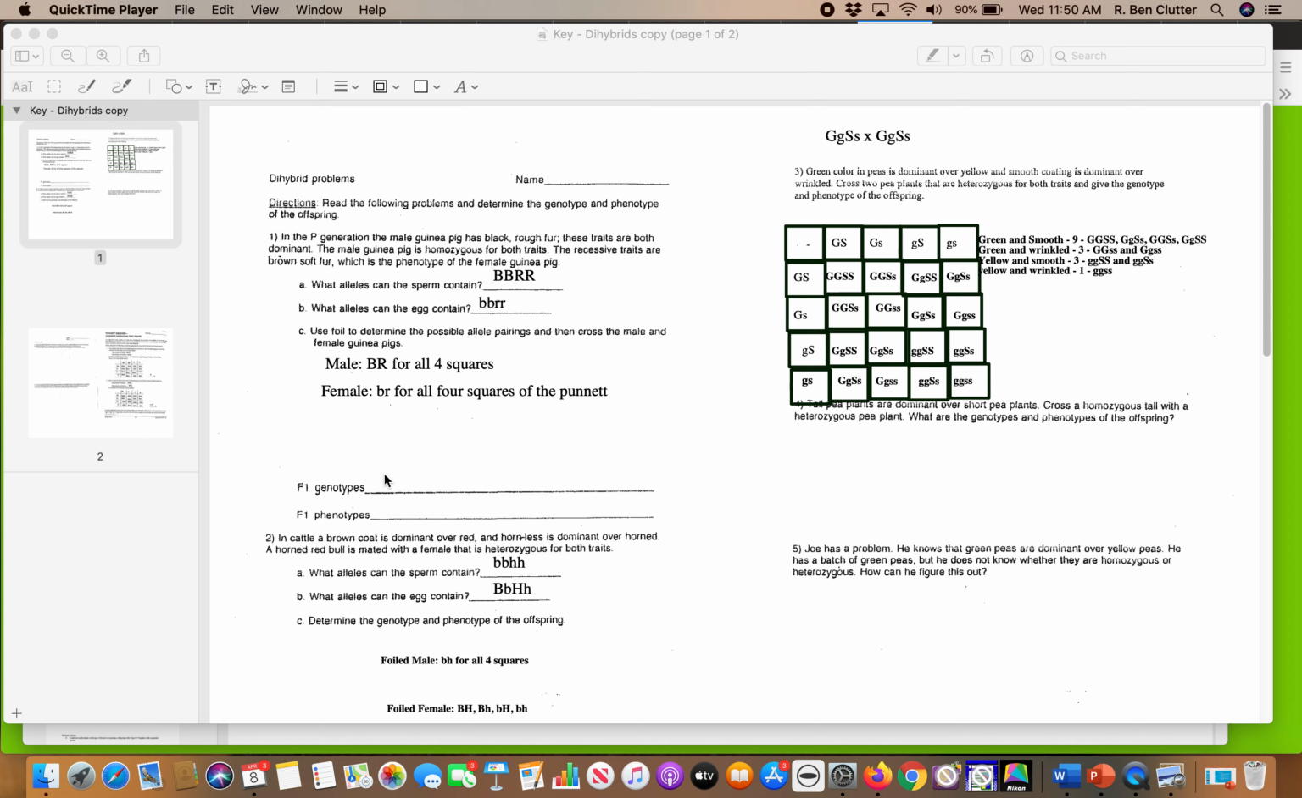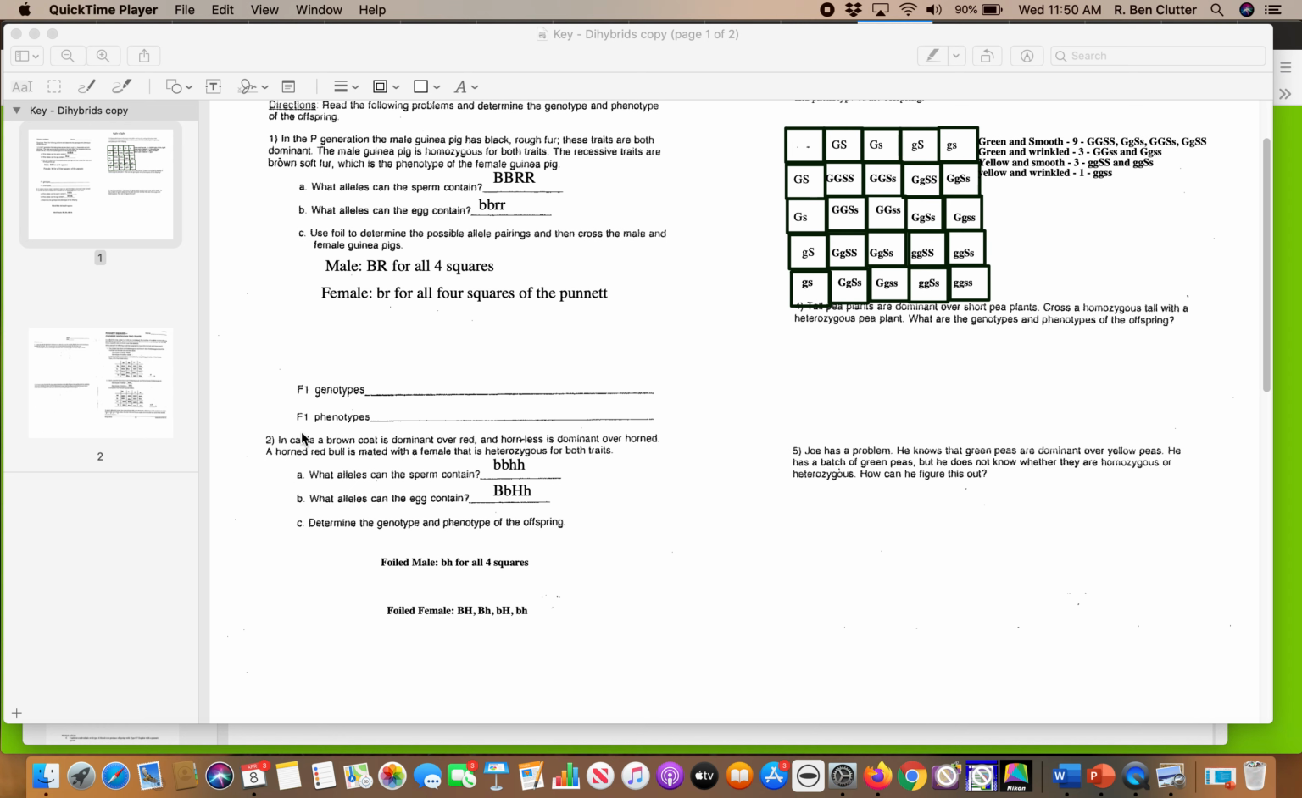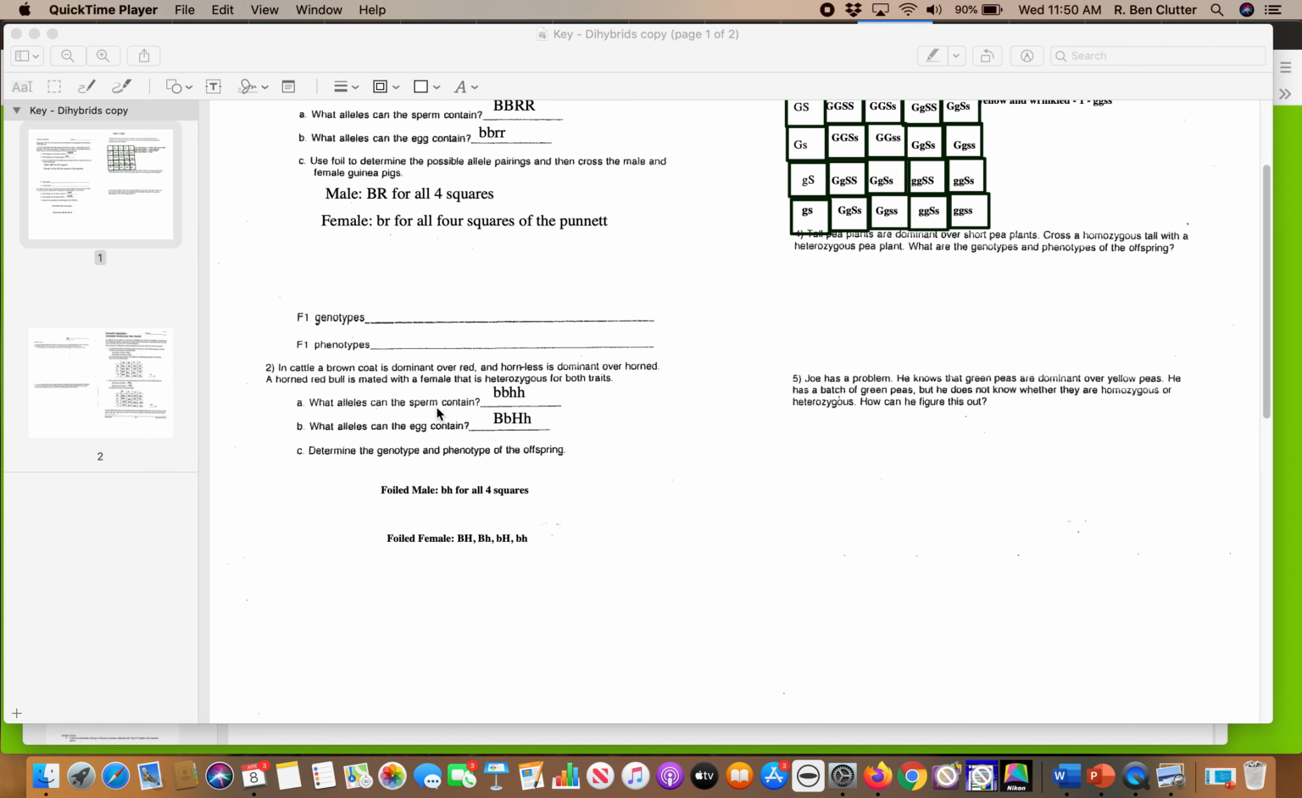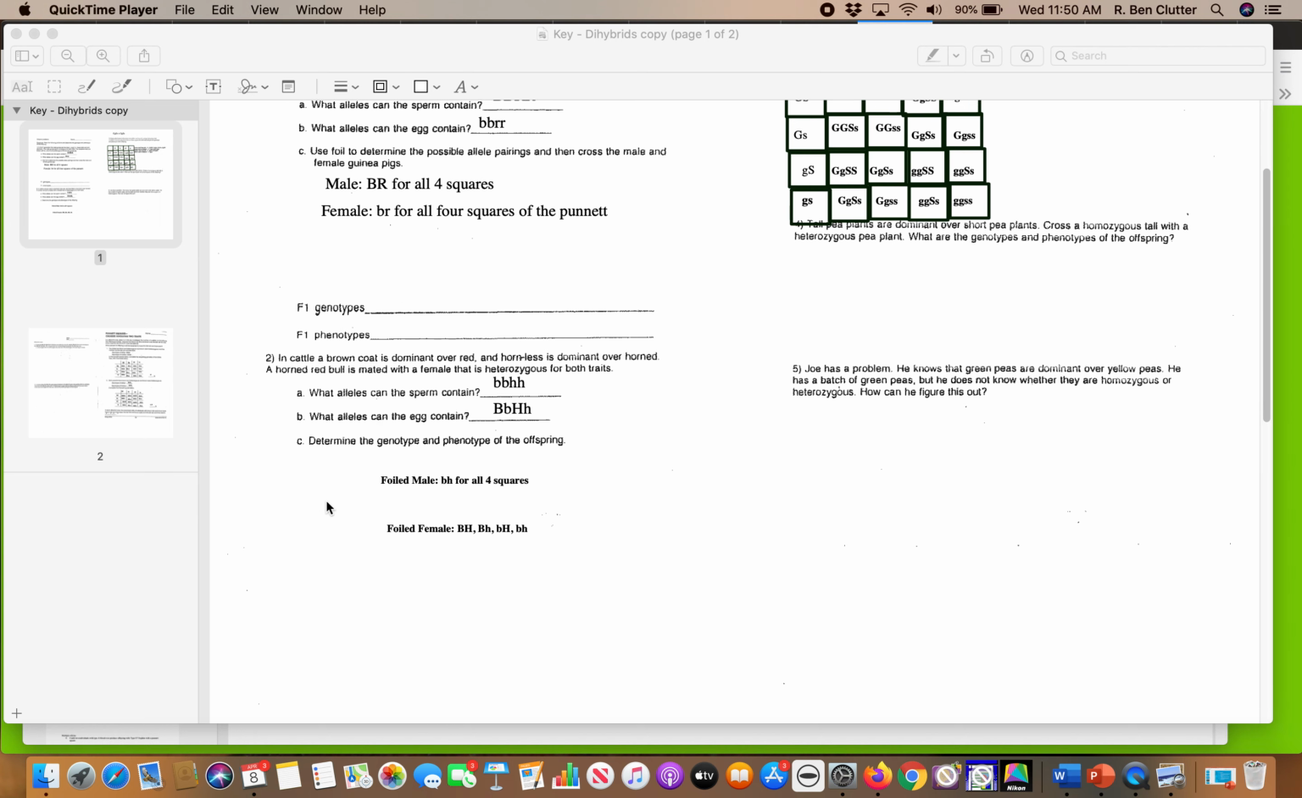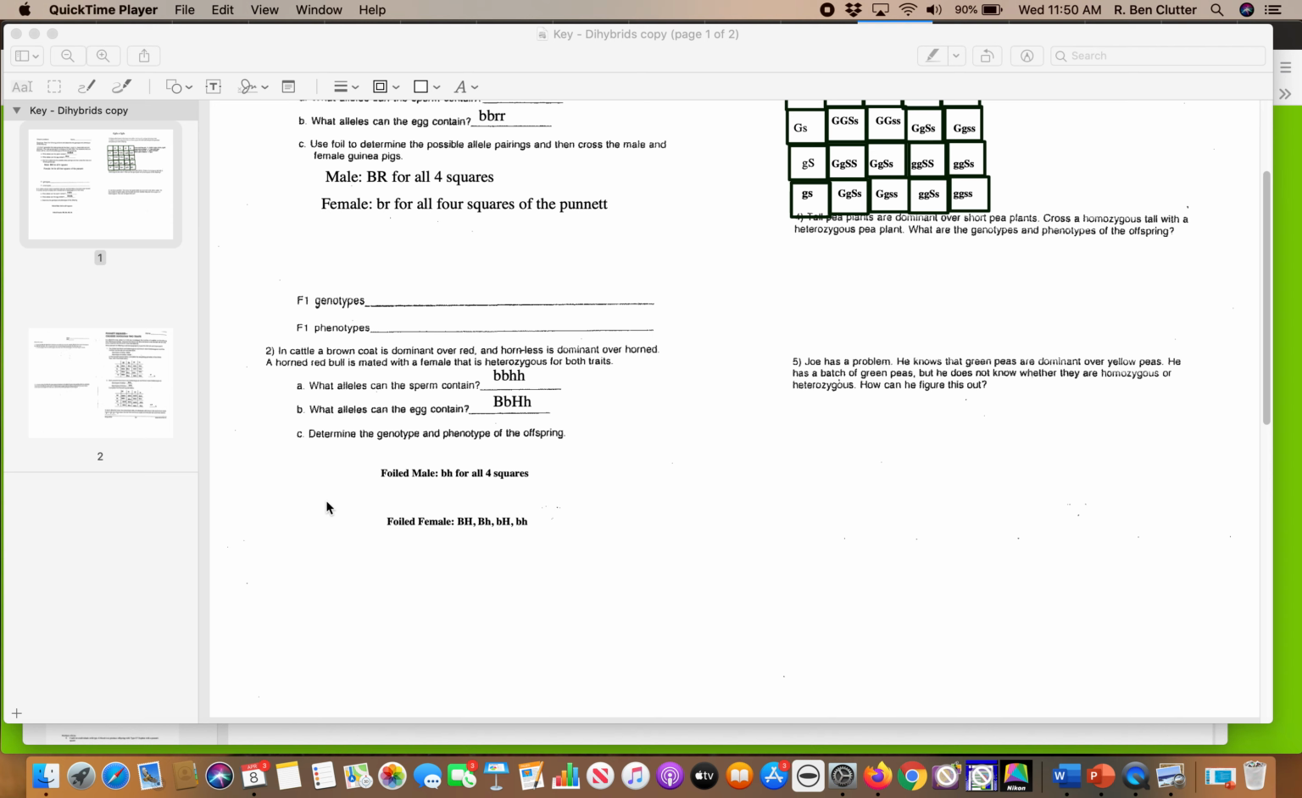lowercase b, lowercase r. The F1 genotypes would be all capital B, lowercase b, capital R, lowercase r, and the phenotypes would be black and rough fur for all of them. You didn't have to answer those two, but yeah, that's what the answer would be.